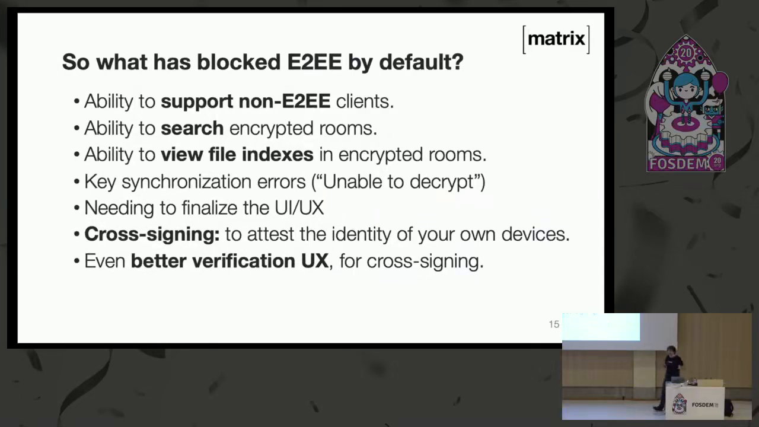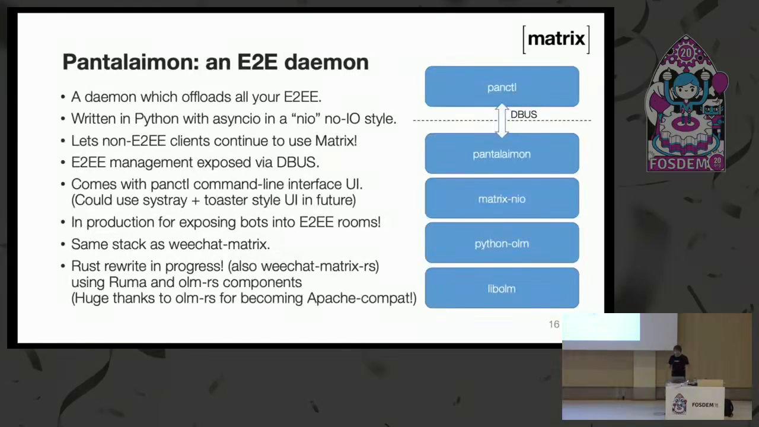Cross-signing, absolutely critical, as everybody in this room knows. It's really annoying in Matrix when somebody joins the conversation with a new device because you have to verify it. What if they could attest to their own device, so you verify a user once and you don't have to keep verifying their other devices? And finally, even better verification UX, so not just the overall UX, but specifically making this as easy and smooth as possible. So, in turn, Pantalaimon.